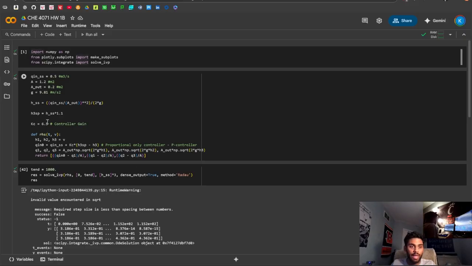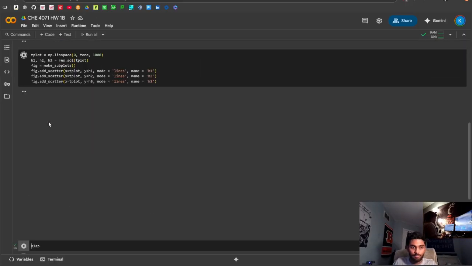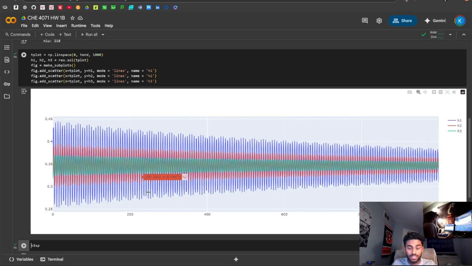And even back when we had it just at 6, we can see that our system keeps going up and around, up and around, oscillating. And we're not really settling even within 1,000 seconds time.